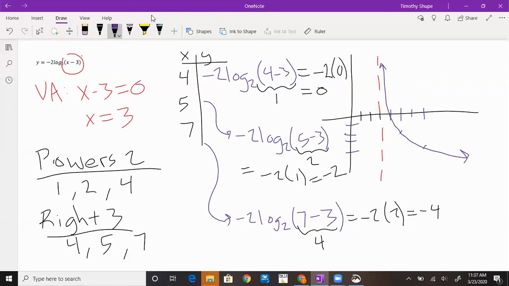So when we just have a log with a base of 2 or a base of 3 and then an x on the inside, there's no horizontal shift. I can just plug in those powers of the base. In this case, I had a base of 2, but everything got shifted to the right 3, which is why we end up plugging in the 4, 5, and 7 instead of the original powers of 2, which were 1, 2, and 4. But either way, we can still find that graph by plotting a few of those coordinates, finding the vertical asymptote, and then as a result, we get the graph that we see on the right side here.